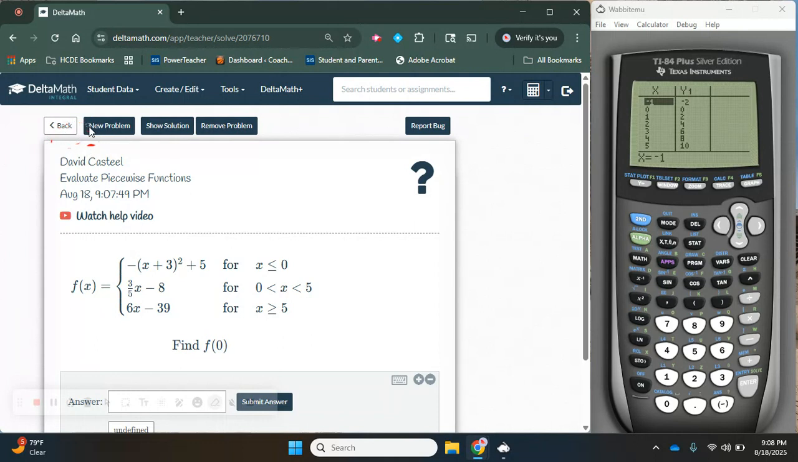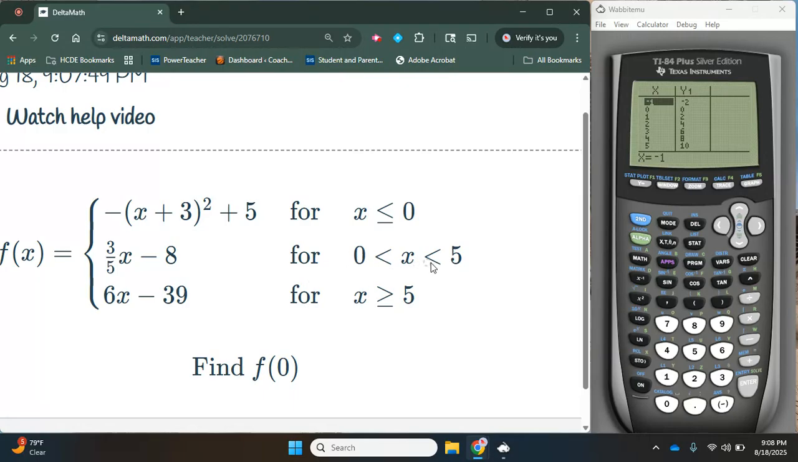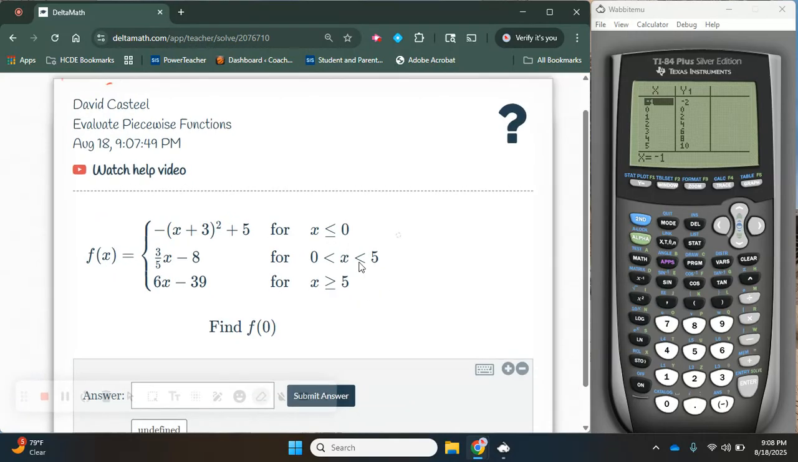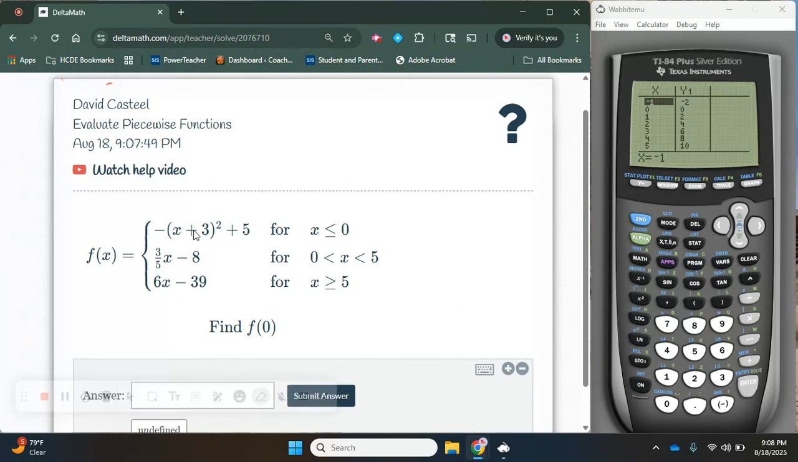So we look at our domains over there, and one of our domains is x values greater than or equal to 0, x values greater than 0 and less than 5, and then greater than 5. So on this particular equation, the equal sign is the value that we're going to use. So the function that we have to use is the piecewise function that is at the beginning, this equation right here. And once we've decided which equation we're going to use, we then plug it in.